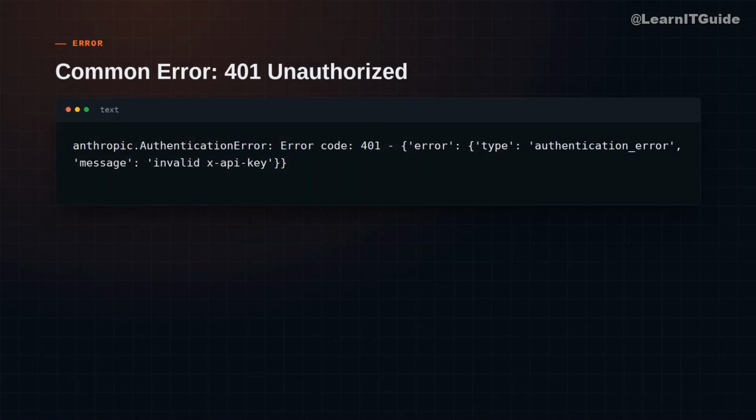A common mistake is forgetting to export your API key in the current terminal session. If you open a new tab and run your script, you will get this authentication error. This happens because the environment variable is not set in your new process, so the Anthropic client does not have the credentials it needs to talk to the server.